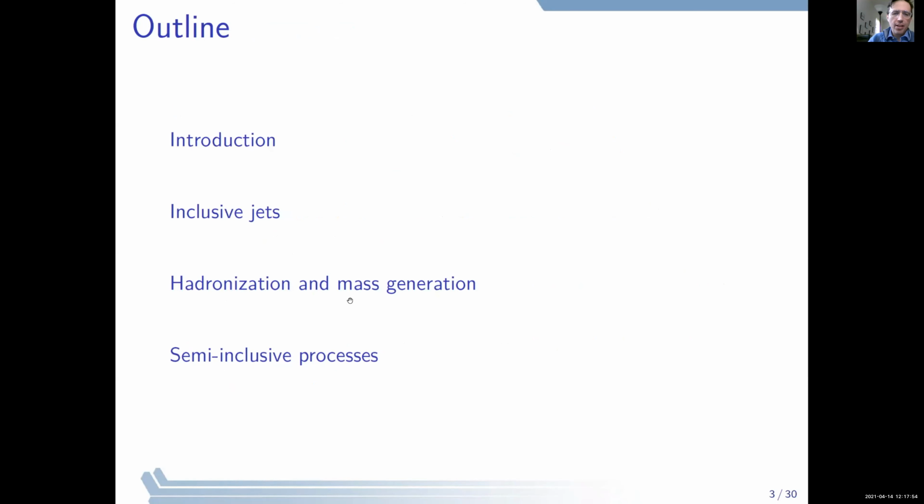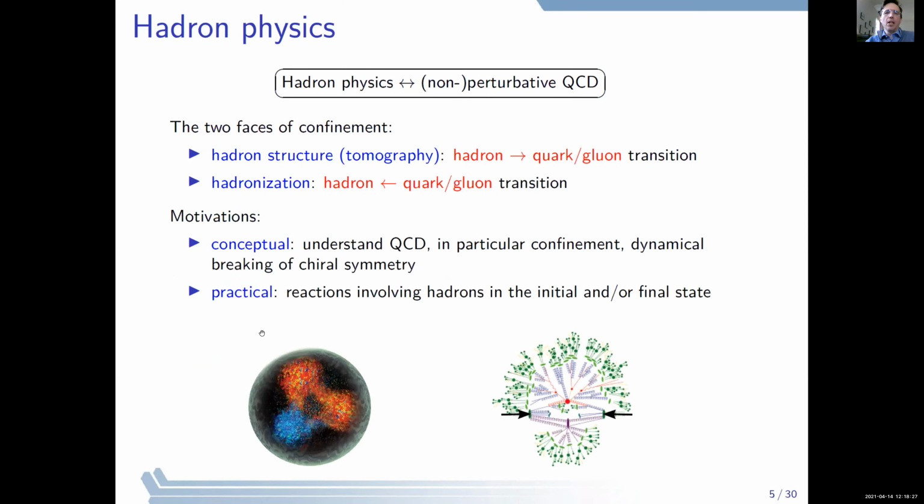After a brief introduction, I will introduce a little more this idea of inclusive jets and how then these connect to hadronization and in particular to dynamical mass generation. At the end, I will discuss a few experiments in which this mass generation can be actually observed. So there are also observable consequences of all the formalism that I will flash today. So let me start with a little bit of introduction.